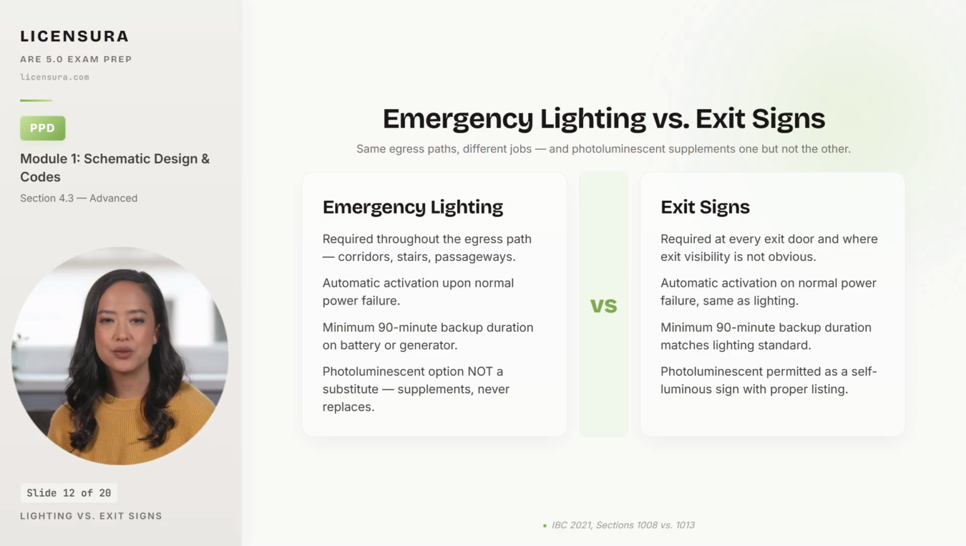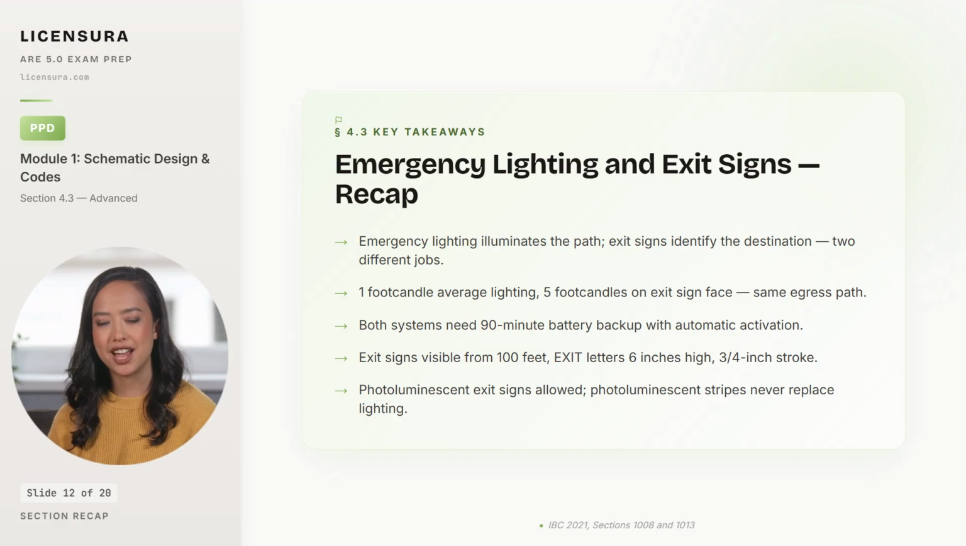The exam reaches for this distinction every cycle, and the firms that fail to make it in practice are the firms named in lawsuits when an injured occupant cannot find the exit during a real evacuation. Walk away with the 5 anchors that distinguish the two systems. 5 takeaways from the Emergency Lighting and Exit Signs Framework.